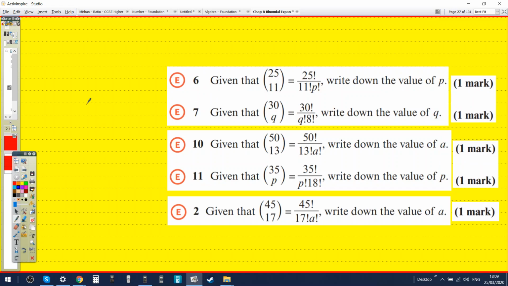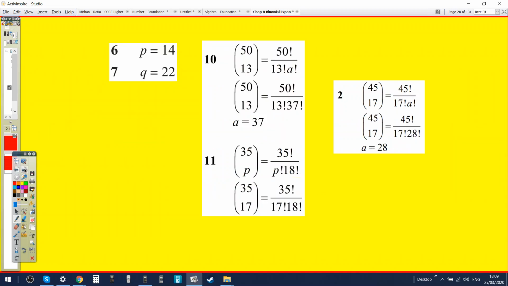Okay. Let's try this. Oh, what is the value of P? What is the value of Q? 14. Yep. And the other way around, 22. 22, and they are all the same. So if you've ever wondered what a 1-mark A-level question looks like, that's what it looks like. 14, 22, etc.